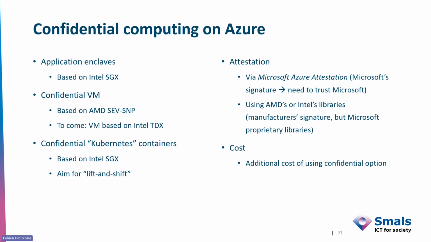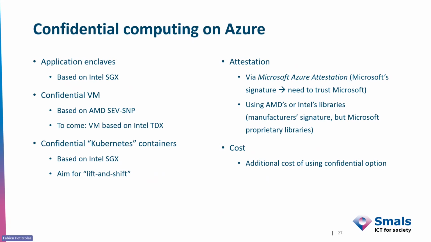You can also deploy what they call confidential VM, and that uses the AMD technology, but soon you'll be able to use also Intel TDX for that. And they also offer ways to deploy confidential Kubernetes containers, and underlying that is the Intel SGX technology. And their aim is to allow application developers to lift and shift their existing application. That's the aim.